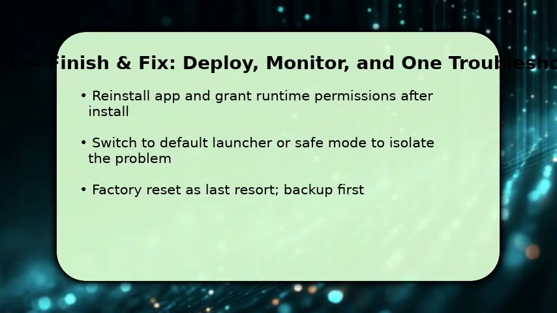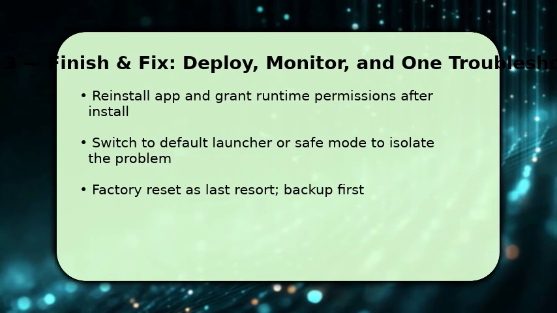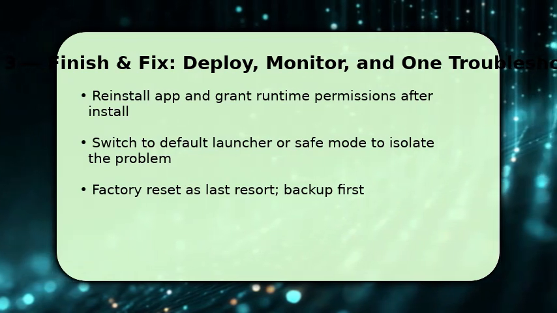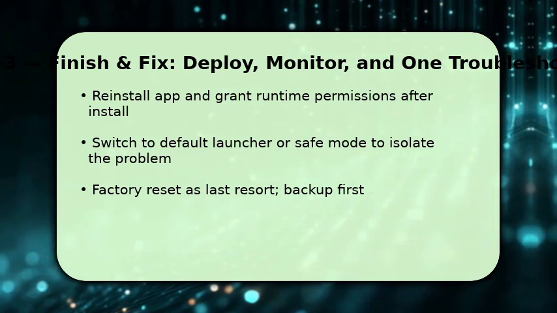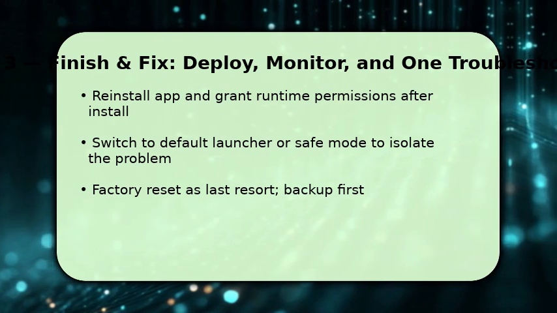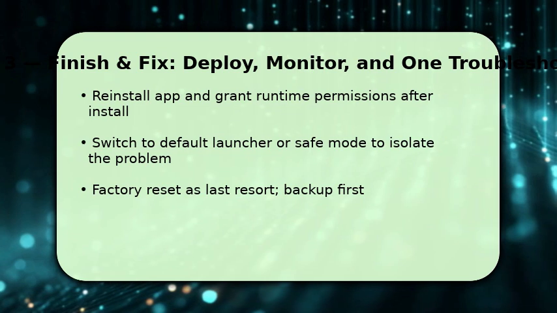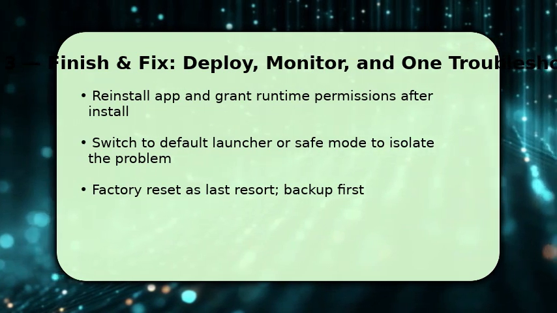You finish with advanced fixes. Uninstall and reinstall the app, then grant runtime permissions when prompted. This recreates a proper home shortcut. If problems persist, switch temporarily to the device default launcher or boot into safe mode to isolate third-party launcher conflicts.